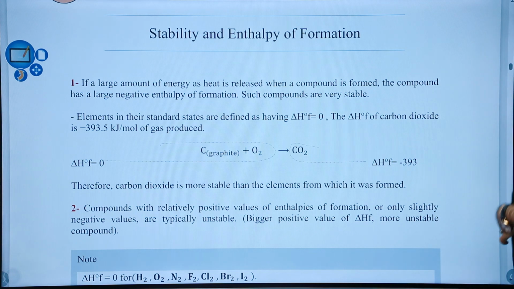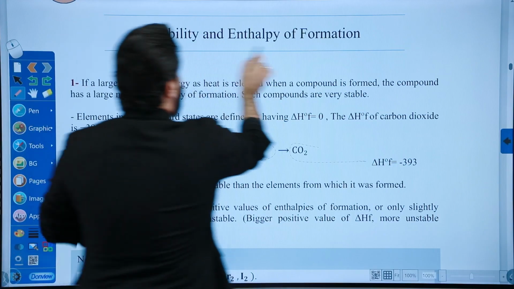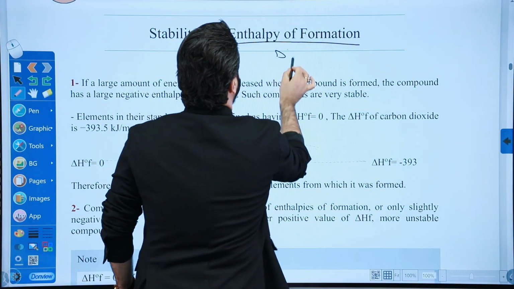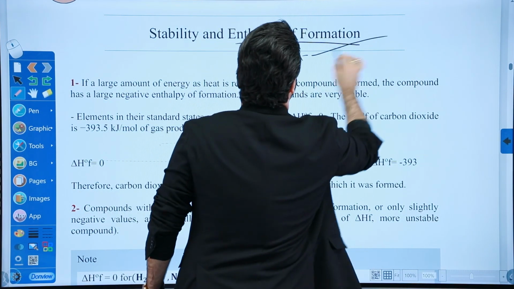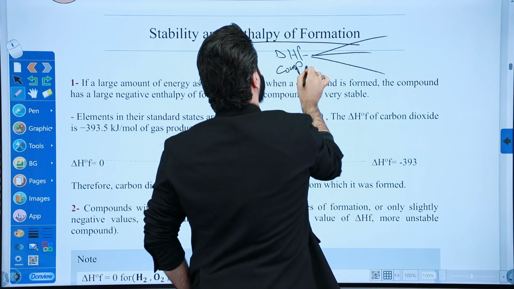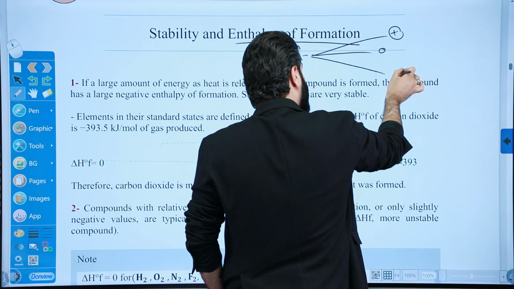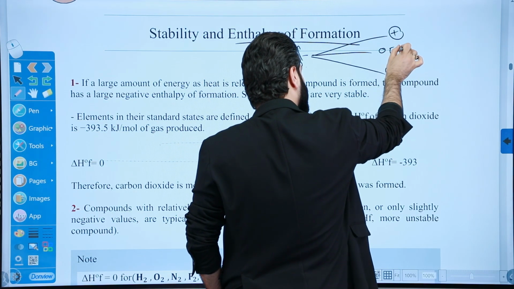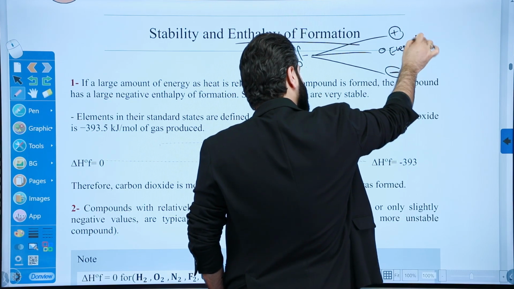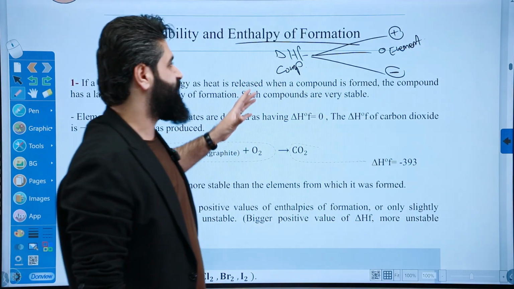So what's the relation between the stability and enthalpy of formation? First of all, enthalpy of formation is symbolized by delta HF, okay? And it's only for the compound. It can be positive value, 0, and negative value. 0 is for the elements. So enthalpy of formation for the elements is 0 only. We have some special cases.